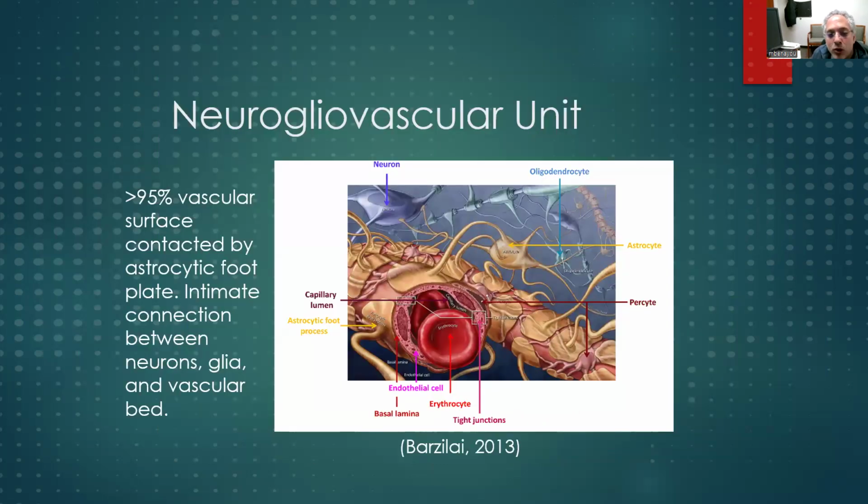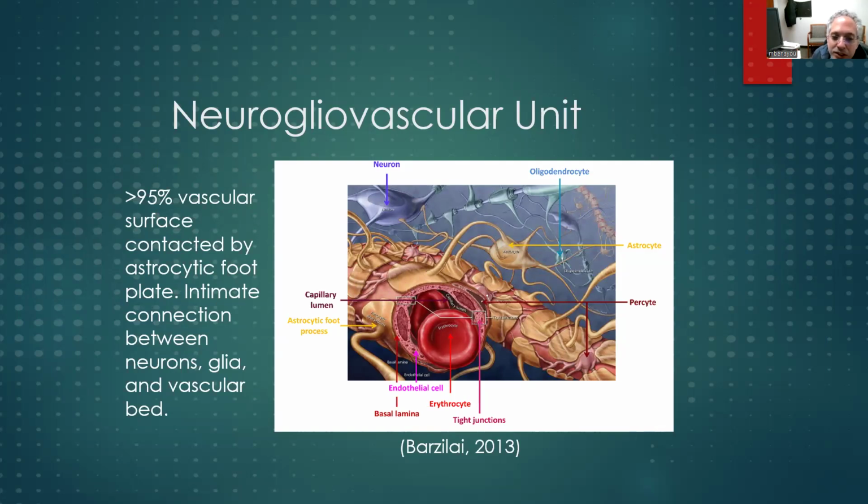This is a slightly more realistic drawing of what we think the interaction is. Here's a small capillary bed in red, astrocytes in gold, with podocyte footplates contacting the surface area of the capillaries, and a neuron sitting in the cartoon in the background. The idea here is that 95% of the vascular surface area of capillaries is intimately contacted with astrocytic footplates, which are all connected to each other with gap junctions and then communicate synaptically with adjacent neurons. So it's a complex network.